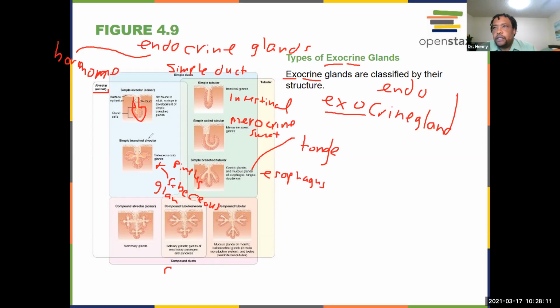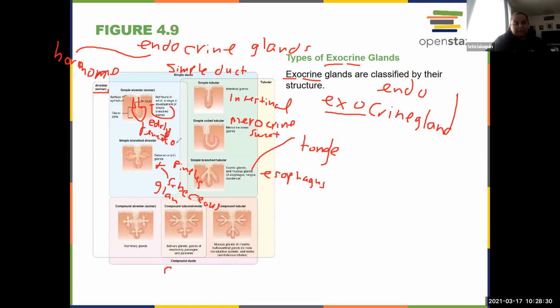So these guys are basically found when we're in early development. So they're not going to be found in adults. It's almost like that soft spot that the child has, that is always secreting the oils and stuff out of it.